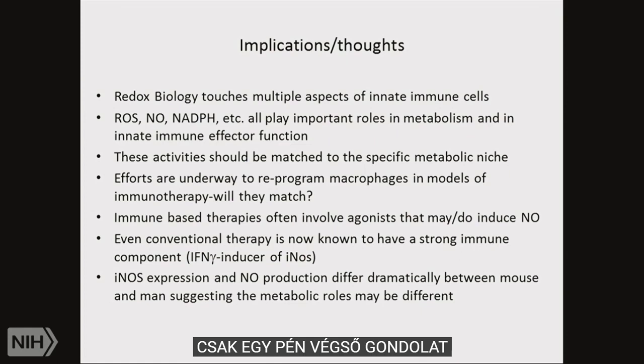So the redox biology touches lots of aspects of immune cells. All of these species, ROS, NO, NADPH, play important roles in metabolism and in the innate immune effector function. The activity should be matched to a specific niche, and we can talk about that a little bit more sometime, but lots of cell biology is done the wrong way, right?